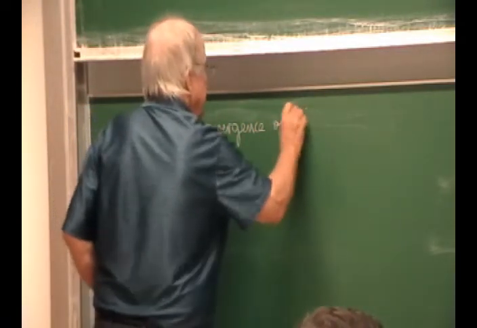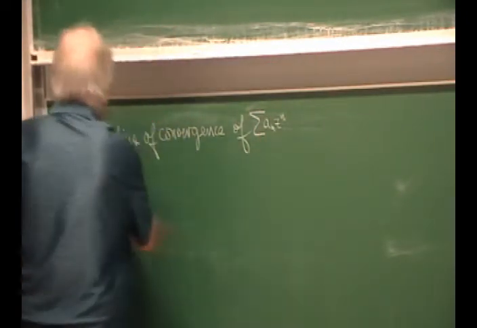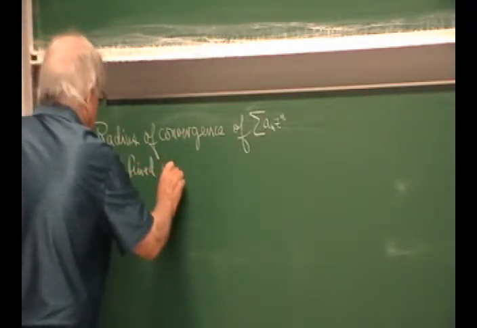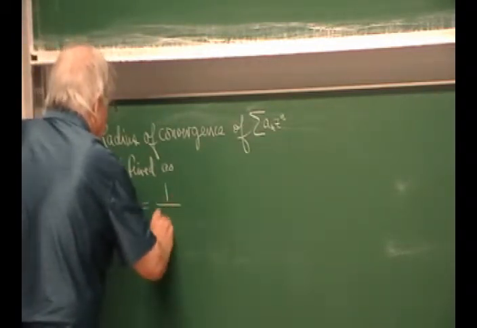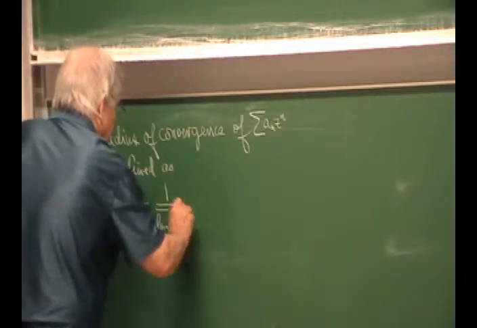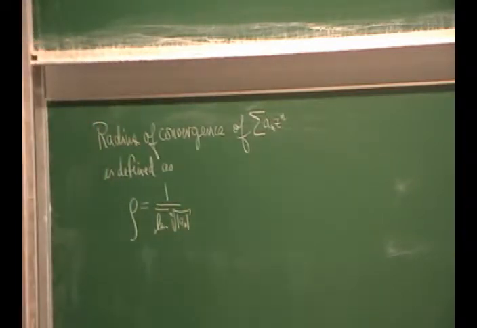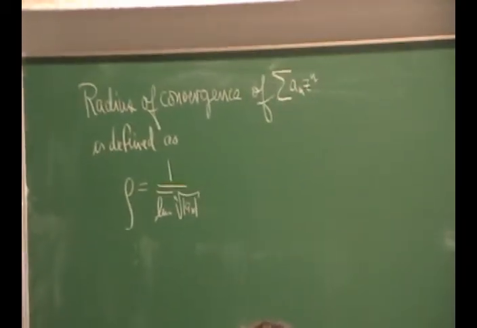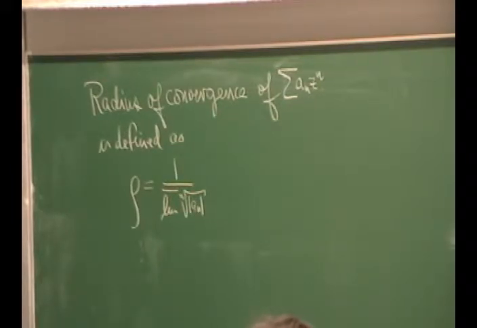Of the power series, sum a_n z^n, the radius of convergence is defined as, I call it rho always, equal to 1 over the lim sup of the nth root of the absolute value of a_n. Okay. That number exists no matter what. The lim sup of some numbers always exists. Okay, that's it. No more discussion.